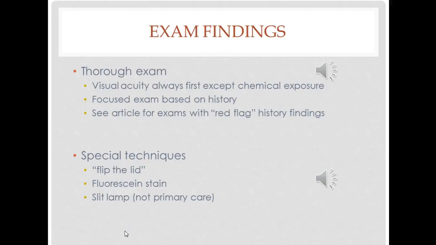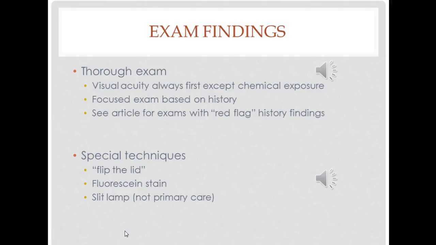And there's only one exception to that, and that's with exposure to chemicals to the eye, in which case you're going to go ahead and test the pH of the eye contents and then flush with a neutral solution like normal saline or as directed by poison control. And the visual acuity is not done in advance on that one. Sometimes as well you'll give them a little topical anesthetic prior to flushing.